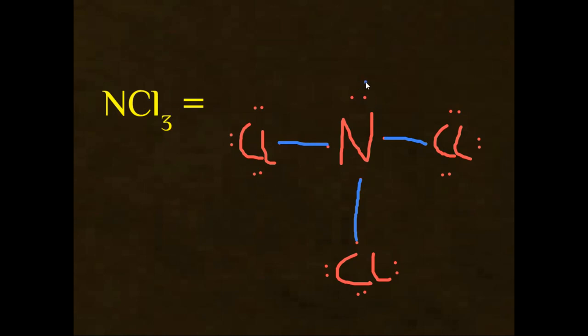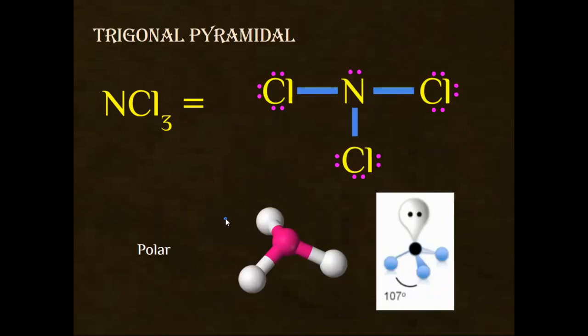And now you can see that nitrogen does have a lone pair. So this is going to be an example of a polar molecule. So we call this one trigonal pyramidal. This is what the 3D structure will look like. Sometimes it will have the lone pair being shown, sometimes it will not. And again, since we have that lone pair, it is called polar.